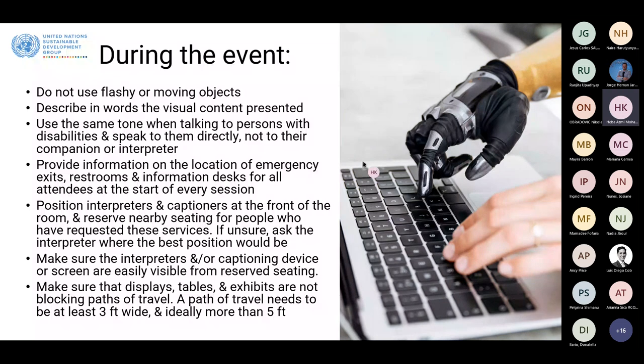And try to alert all the job recruiters to use the same tone when talking to persons with disabilities and to speak to them directly, not to their interpreter or their companion. This is a general communication guideline for communicating with persons with disabilities, but it's very important in your preparatory phase to have a meeting with all the job recruiters and other individuals that will be interacting with persons with disabilities, and to brief them about these communication guidelines. And that's why I'm putting it in the presentation here.